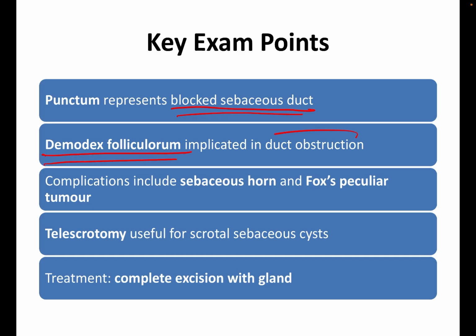Demodex folliculorum is implicated in the duct obstruction. Complications include sebaceous horn and Cock's peculiar tumor. Telescrotomy is useful for scrotal sebaceous cyst. Treatment includes complete excision with the gland.